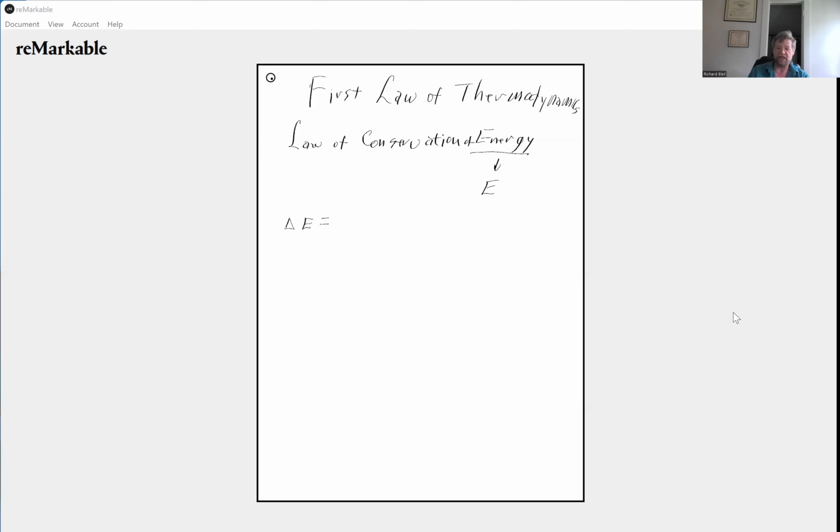Change in energy. It has been demonstrated that the change in energy is equal to the change in heat, plus the change in work. Heat and work can be exchanged. And you add the change in heat to the change in work, and you have total energy. This was actually done by Joule, for whom the unit of energy, the joule, has been named.